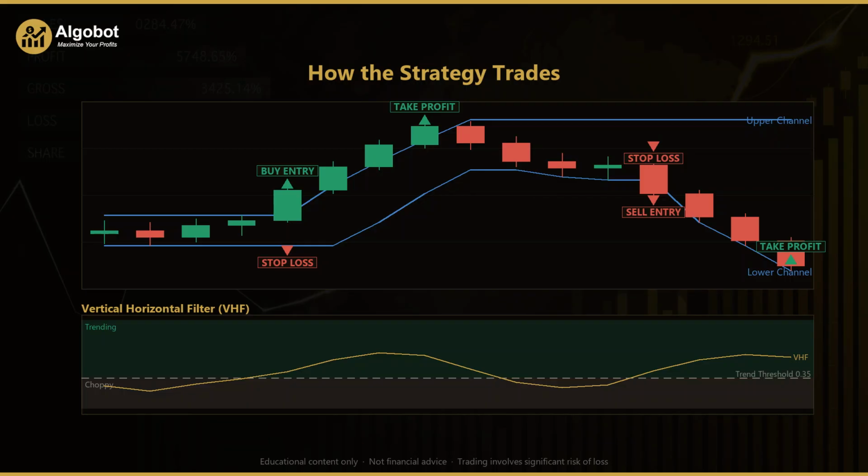So across this single illustration, you've seen the whole idea in action. The filter kept the strategy out of two choppy stretches, then gave a green light for one long and one short, each taken only when a real breakout lined up with a strengthening trend, and each managed with a defined stop and a defined target. That combination, trend confirmation first and breakout second, is the entire philosophy of this expert advisor.